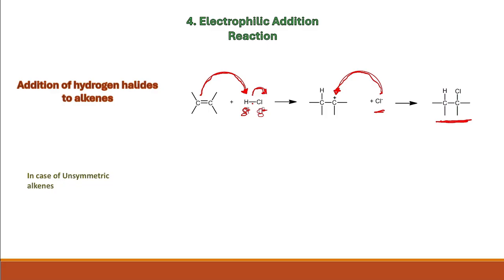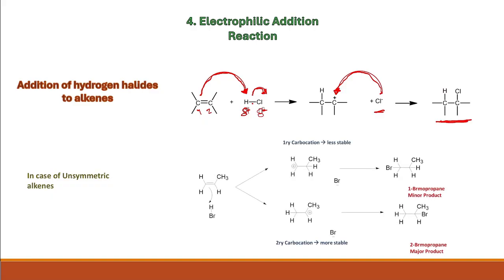So in this case, we had a symmetric alkene. So when the hydrogen is added, whether it's added to the first carbon or the second carbon, you will always end up with the same carbocation and you will always end up with the same product. What if we have an unsymmetric alkene? Then we have to consider that the hydrogen could attack either of these two carbons. However, the products will not be of equal proportion. One of them will be a major product and the other one will be a minor product.